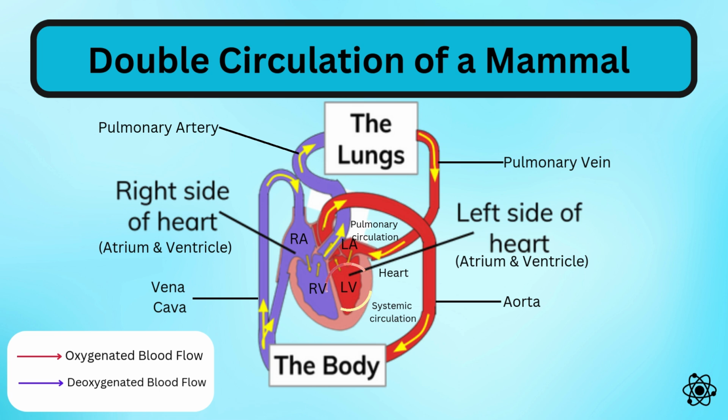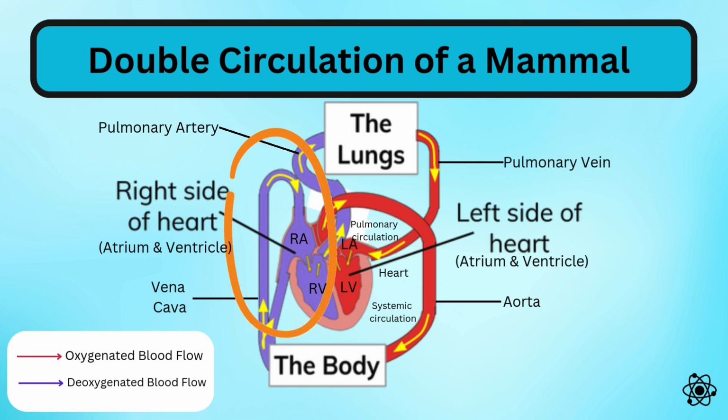Then it moves to the left ventricle. Oxygenated blood is pumped by the left ventricle to the rest of the body. The aorta carries this oxygenated blood away from the heart. Body cells use the oxygen and cause the blood to become deoxygenated. The deoxygenated blood returns to the heart and the cycle repeats.